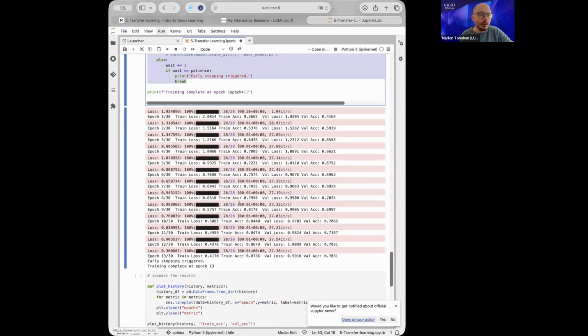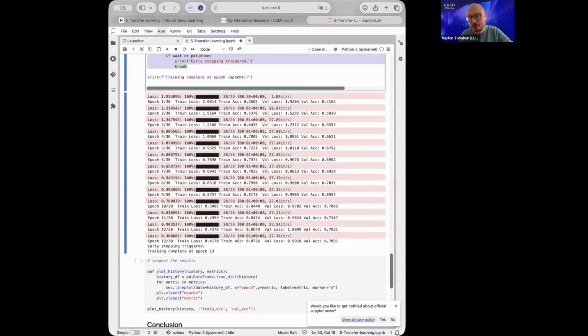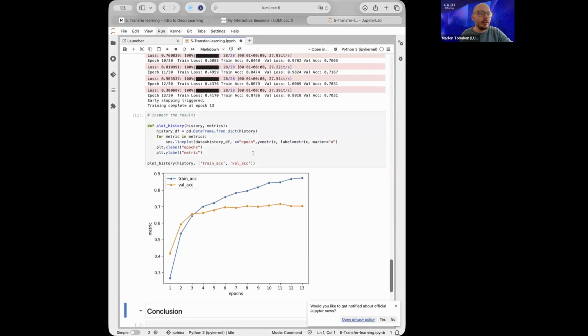So sure, we are on Lumi, but still it's just a GPU. If you look at the time, I think compared to yesterday, it actually didn't take so long. And then we can now plot the results. And we see many interesting things here.